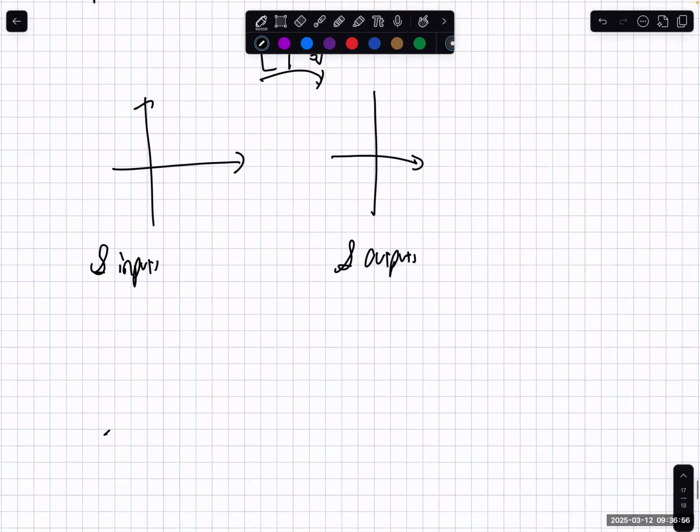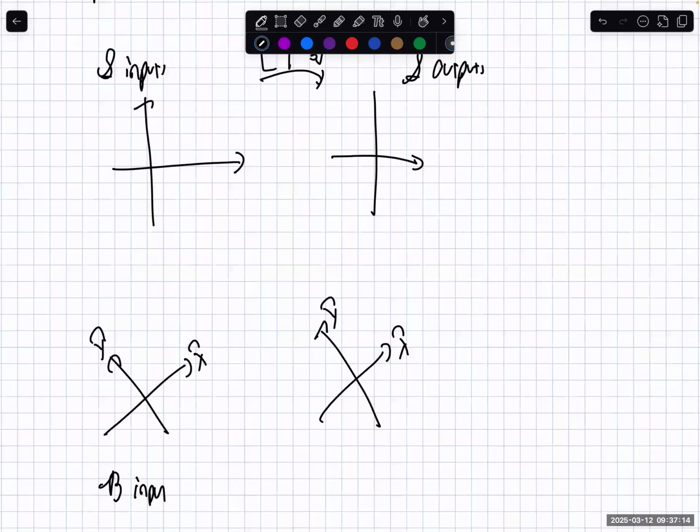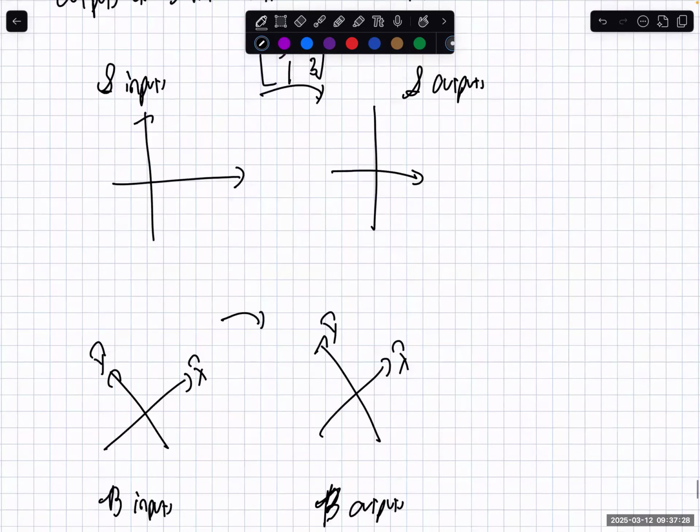Okay, now I've got this coordinate system. I want to take B inputs to B outputs. And what's the matrix that does it? So let me do a specific example.